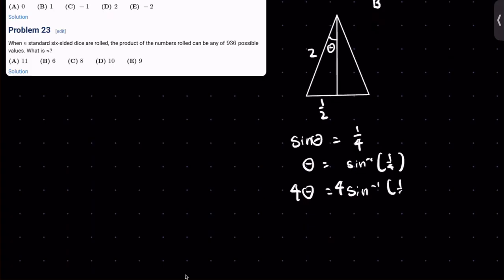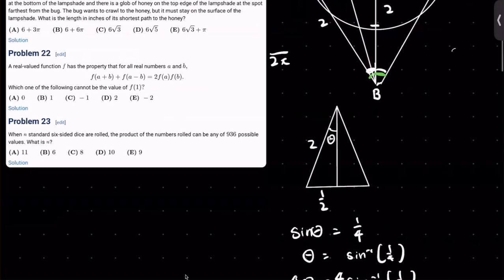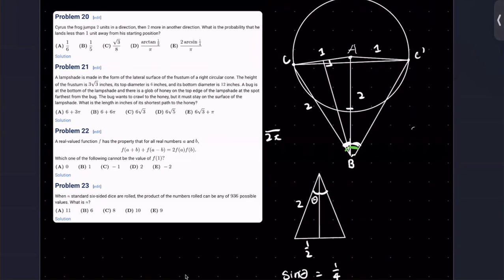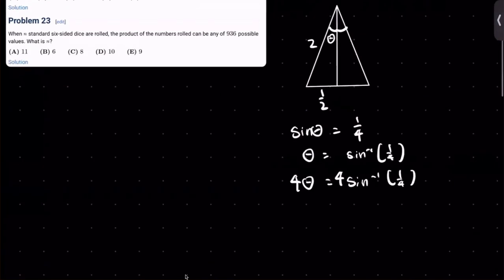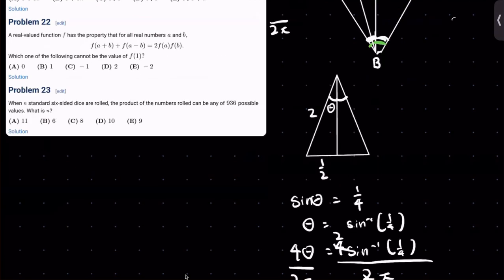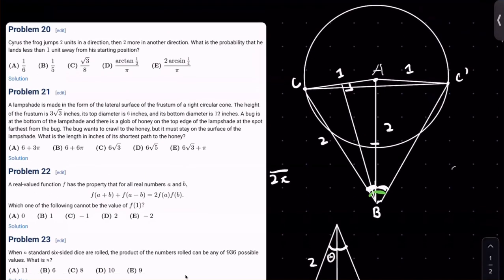Why did we multiply by 4? Because we need twice this for this part, and there are 2 triangles here, so that's a total of 4. This is the amount of angle that we have, so now we need to take it over 2 pi. Taking both sides over 2 pi gives a final answer of 2 sine inverse of 1/4 over pi, which gives us 2 arc sine of 1/4 over pi, which is answer choice E.